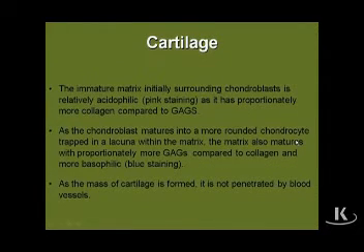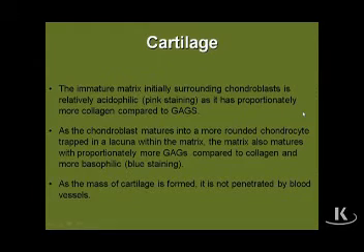The immature matrix initially surrounding chondroblasts is relatively eosinophilic, or pink staining, as it has proportionally more collagen compared to GAGs. As the chondroblast matures into a more rounded chondrocyte, it becomes trapped in a lacuna within the matrix. The matrix also matures with proportionally more GAGs compared to type 2 collagen and makes the cartilage more basophilic, or blue staining. So the age of cartilage can basically be determined by pink is younger, blue is older. As a mass of cartilage is formed, it is not penetrated by blood vessels because cartilage is avascular.